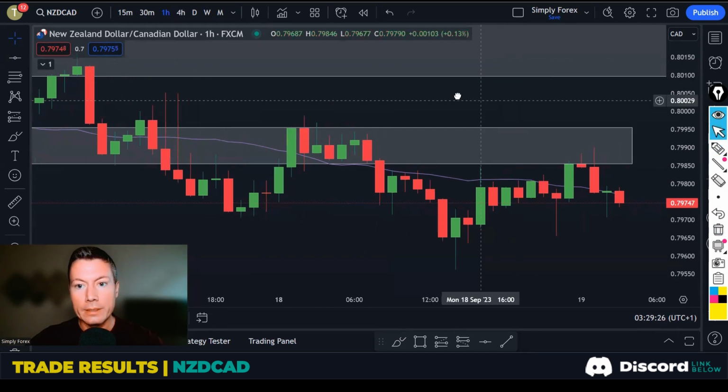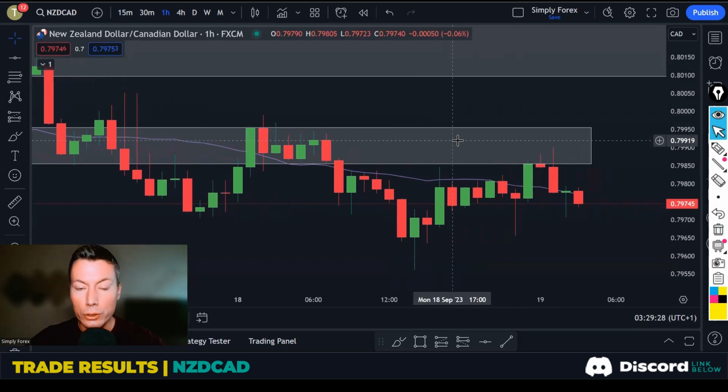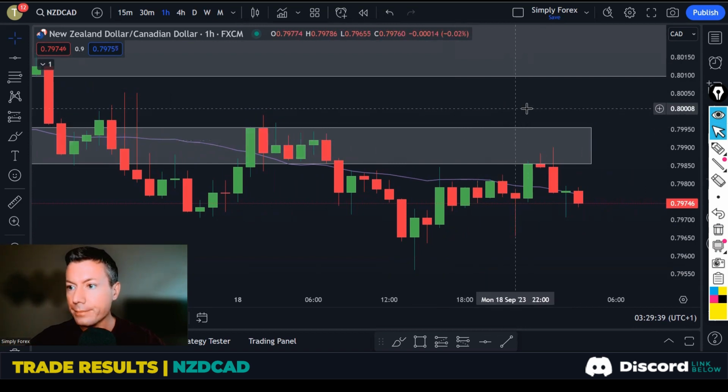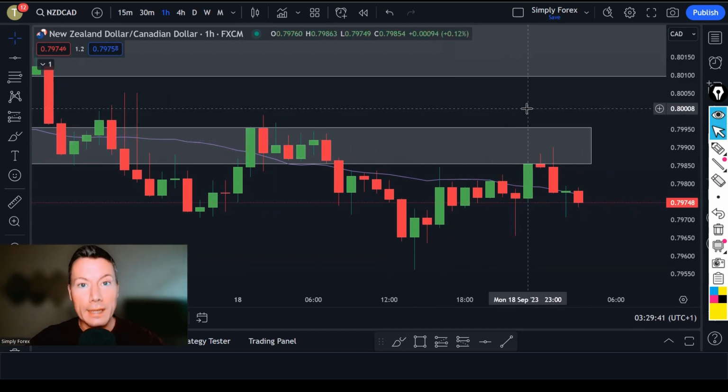All right, guys. So yeah, Euro CAD trade we took, New Zealand Canadian trade we didn't take. And again, I put all of my trade ideas in the VIP Discord, guys. So if you're interested, come join it. Right, let's take a look at today's trades now.